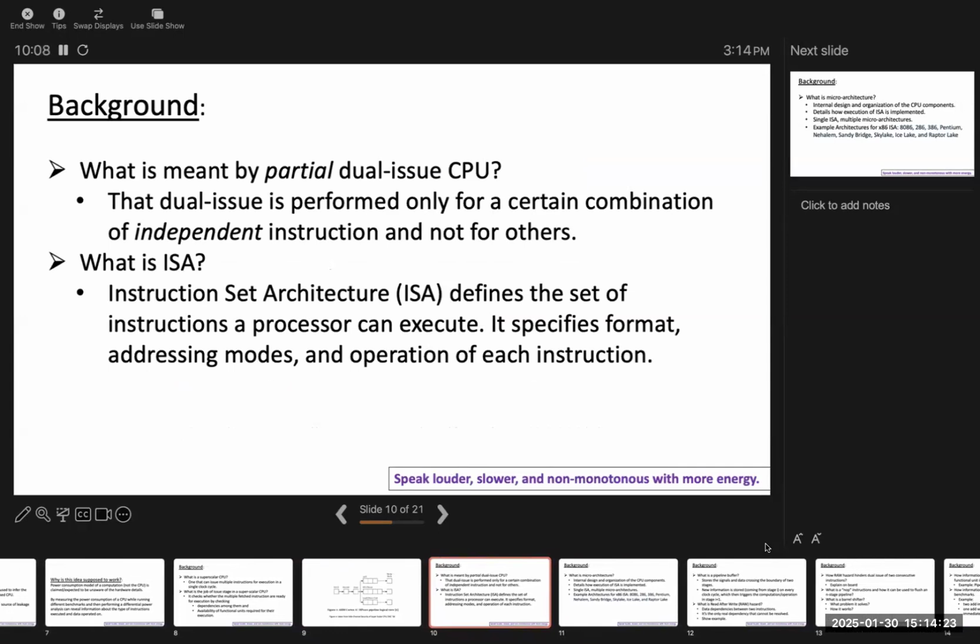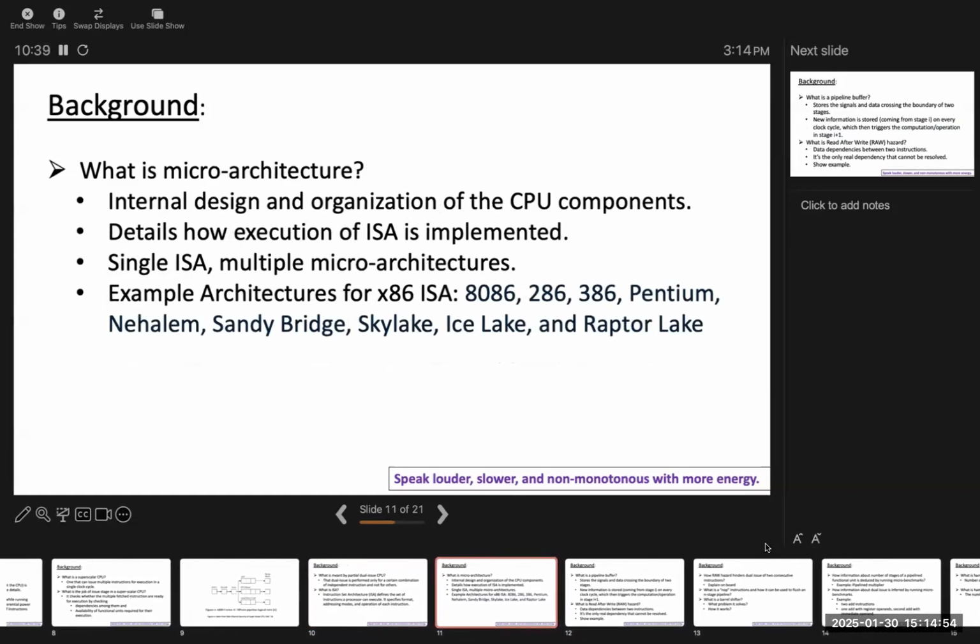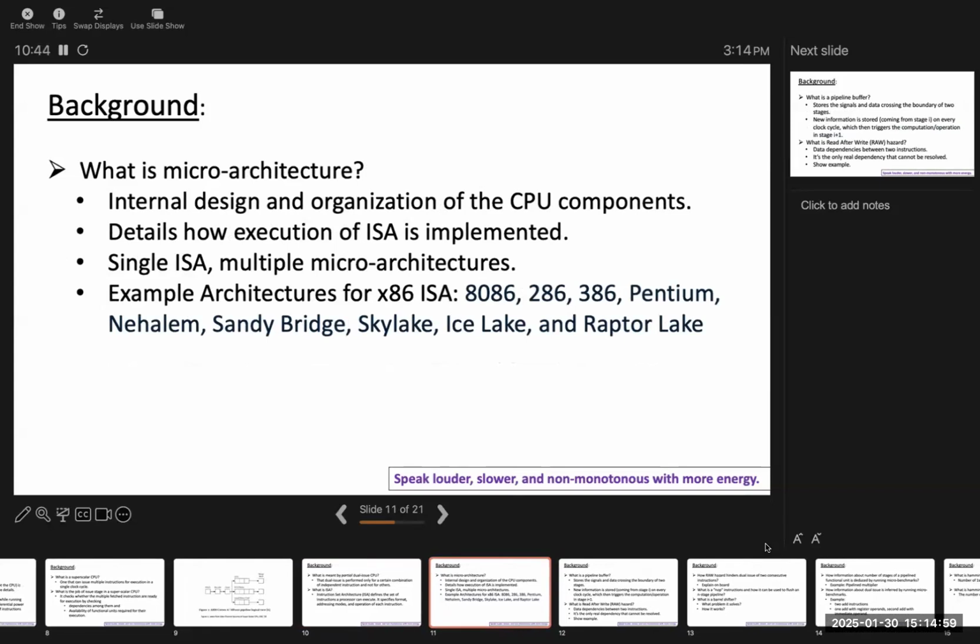I have explained what is meant by partial dual issue in the context of this paper, but what is ISA? ISA stands for instruction set architecture. It defines the set of instructions that is supposed to be executable on a given processor. If I know this is the ISA for Intel, I have the whole set of instructions. But it is possible that the same ISA is implemented using different architectural implementation details. For example, all these processors by Intel have the same x86 ISA, but each of them has its own differences in how they implement the microarchitectural components. So there is decoupling between the ISA and the architecture which is implemented. There is flexibility. You can implement the same ISA in many different ways. Maybe one is optimized for performance, and another is optimized for energy or power consumption.